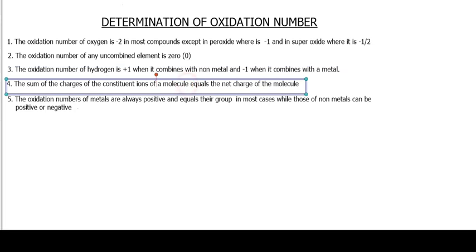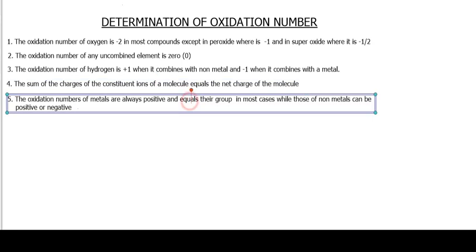So the number 4 here, the sum of the charges of the constituent ions of a molecule always equals the net charge of the molecule, meaning if you put all together, all the charges of the individual atoms or ions together, then it should give you what the entire group carries. If it carries no charge, then the charge is 0. We'll see it in the examples with time.